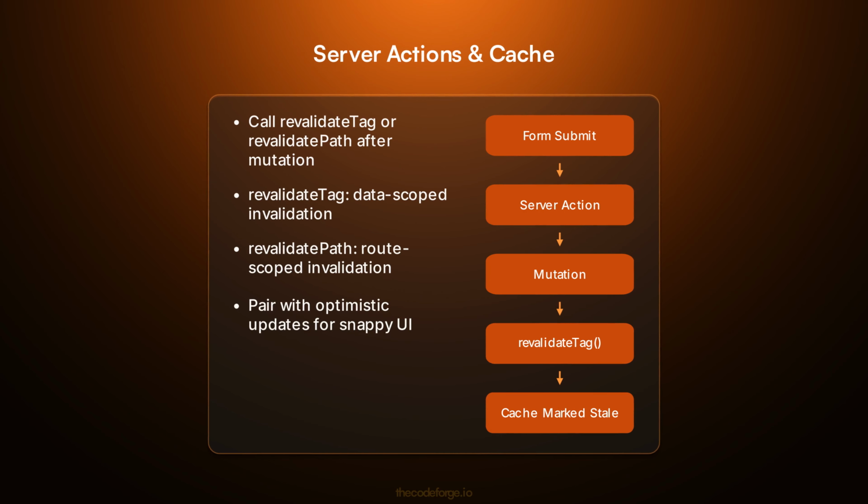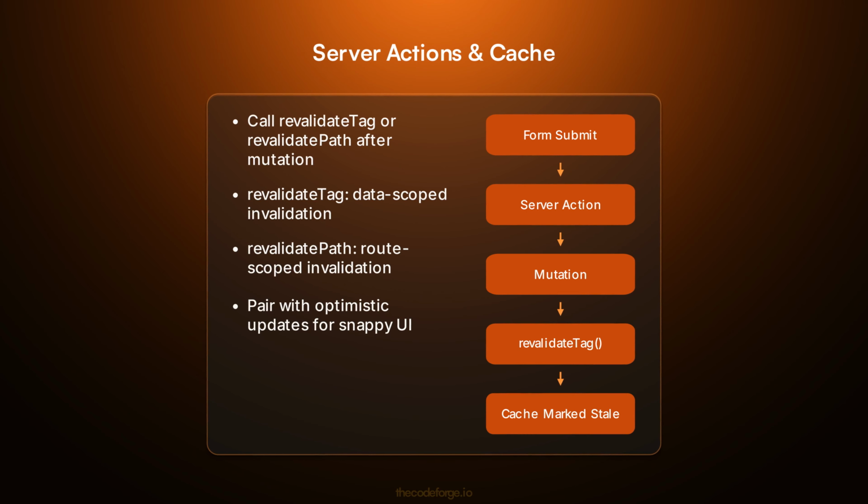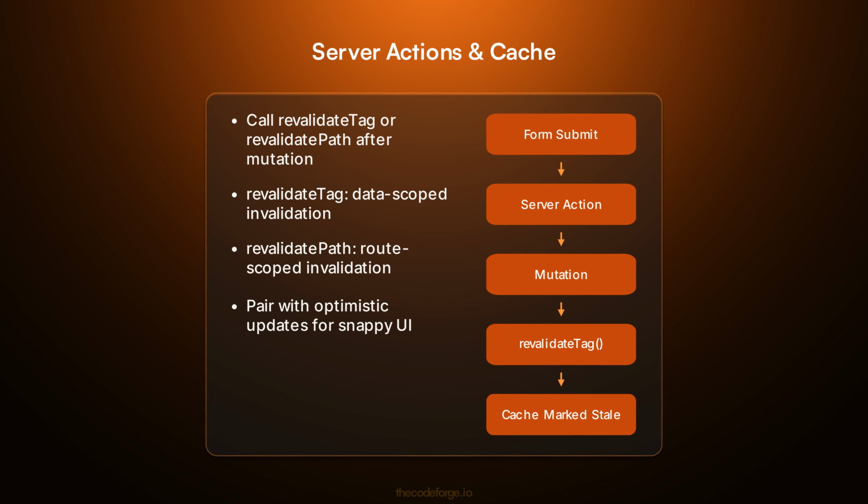When a server action mutates data, it should call revalidateTag or revalidatePath to mark affected cached data as stale. RevalidateTag is data scoped. It invalidates all pages using that data. RevalidatePath is route scoped. It invalidates a specific route. Pair with optimistic updates for instant UI feedback.